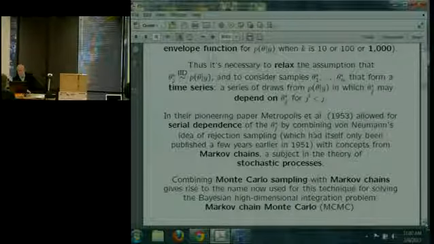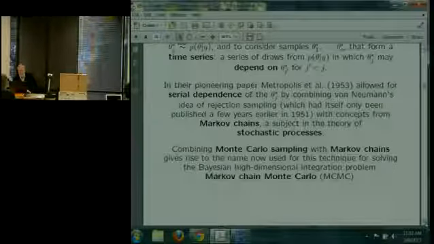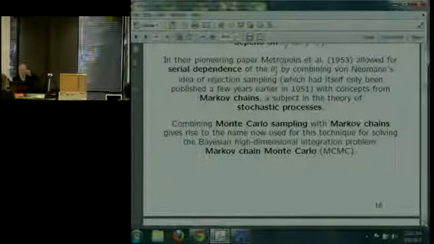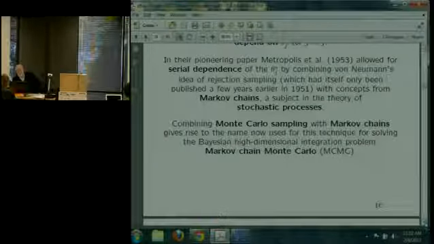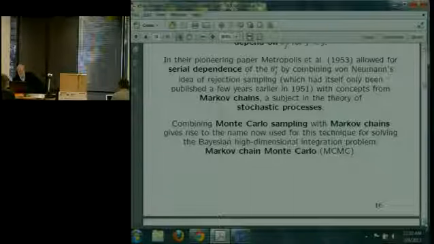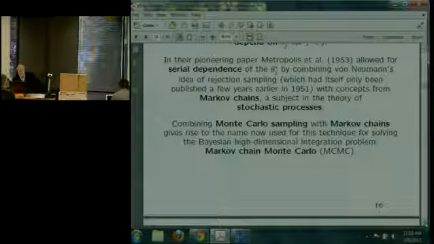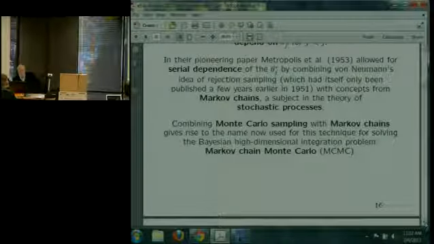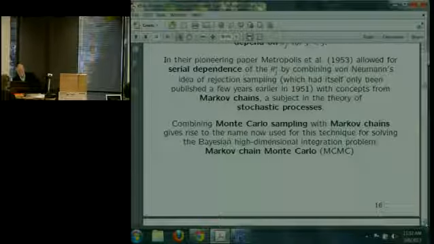And that gives rise to the name that we have for this technique now, which is not a name that was given to it by Metropolis and colleagues. Combining Monte Carlo sampling on the one hand with Markov chains gives rise to Markov chain Monte Carlo. Our British colleagues sometimes pronounce that Monte Carlo Markov chain rather than Markov chain Monte Carlo, but it comes out MCMC either way.